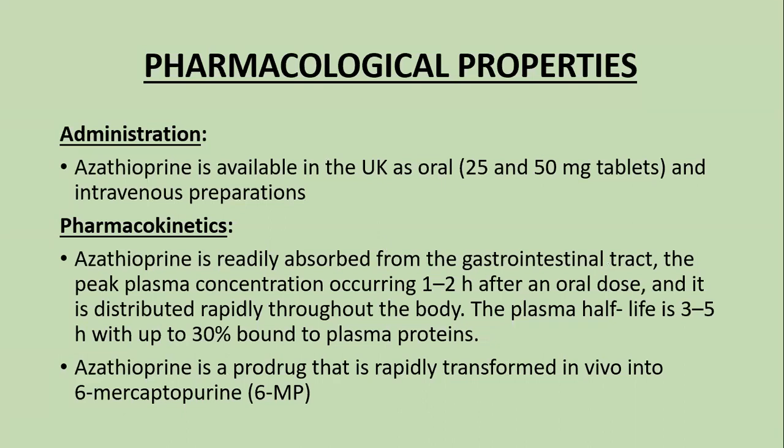Pharmacological properties. Azathioprine is available in UK as 25 and 50 mg tablets, but in Pakistan it's available in 50 mg tablets only. It's also available in intravenous preparation, which we rarely use. Pharmacokinetics. The drug is readily absorbed from GI tract, and peak plasma concentration is reached in 1 to 2 hours after oral dose and is distributed readily throughout the body. Plasma half-life is 3 to 5 hours, and 30% is bound to plasma proteins. Azathioprine is a prodrug and is rapidly transformed in vivo into 6-mercaptopurine, which is the active drug.